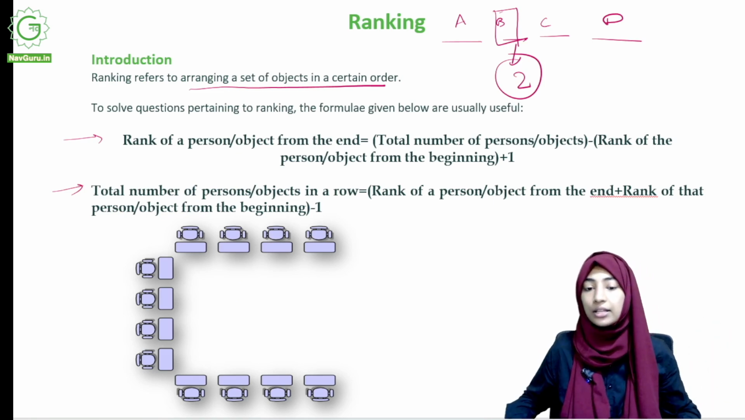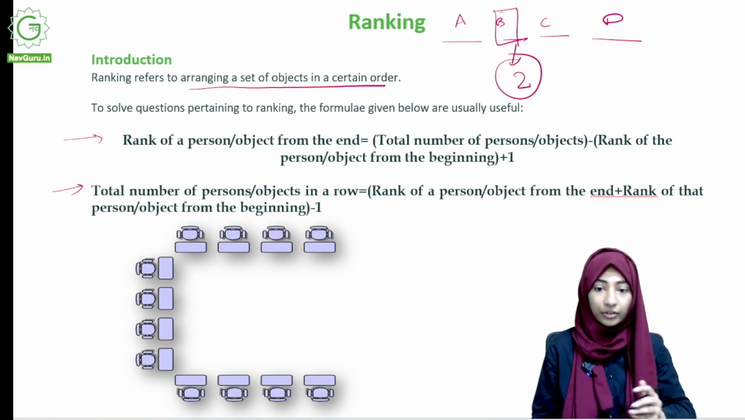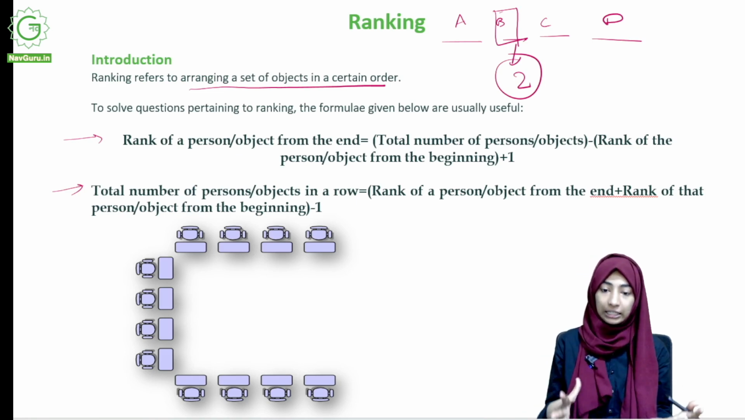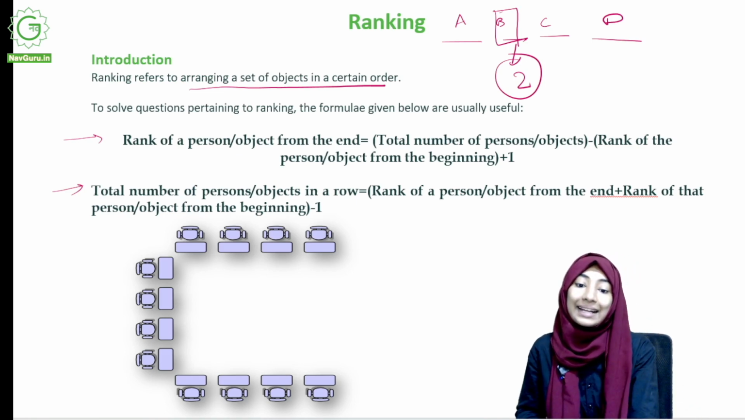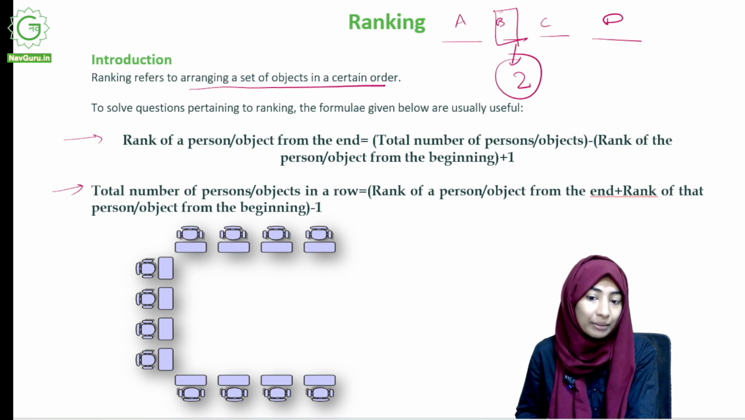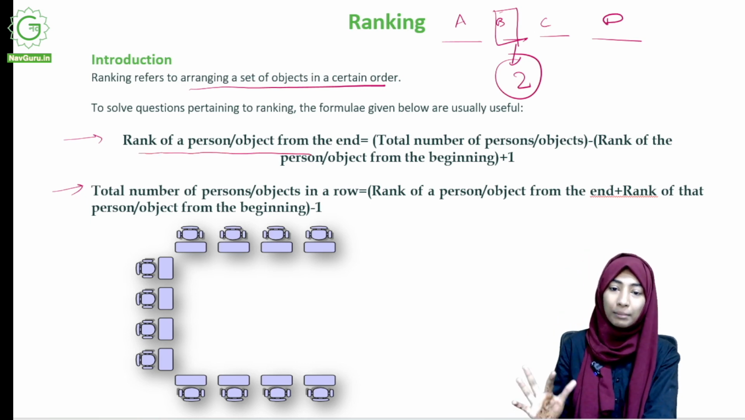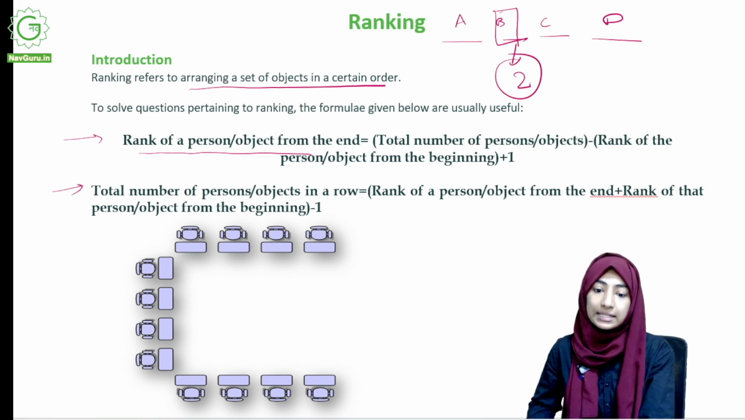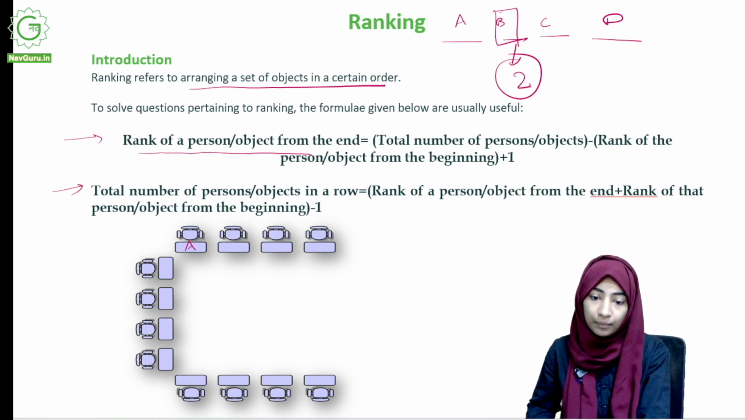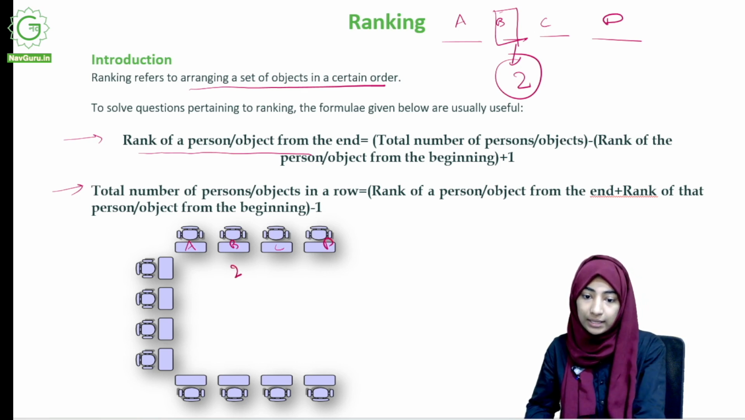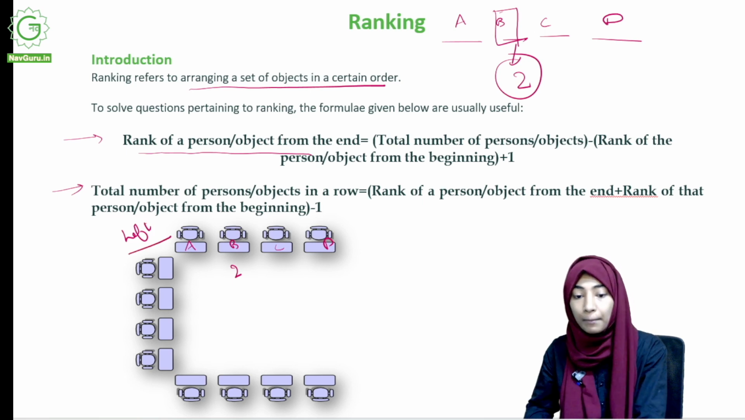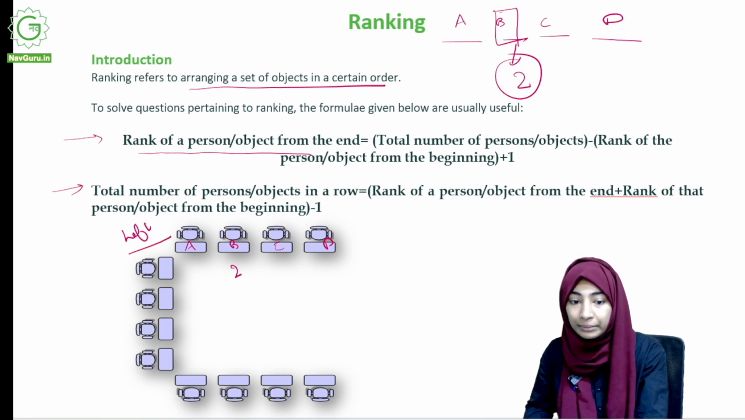So let's get to the introduction first, the normal ranking. Basically, the rank of a person or object from the end. How do you find the rank? What do we mean by rank? All we mean is just position. Let's say these are 4 people, A, B, C, D. B's position is 2 if you count from the left. But I want to find B's position from the right, that is, from the end.